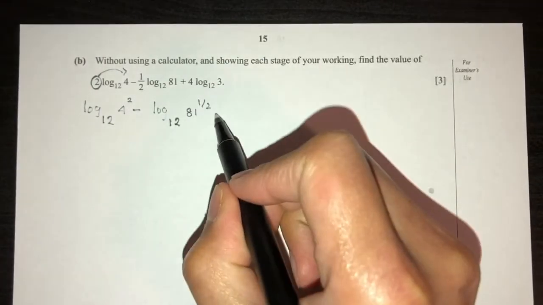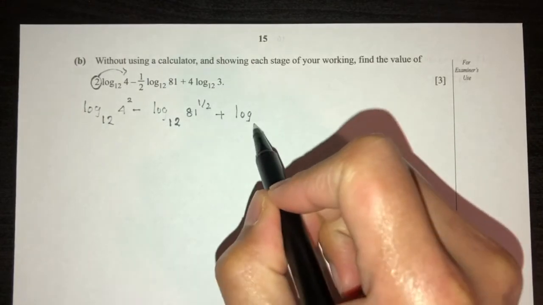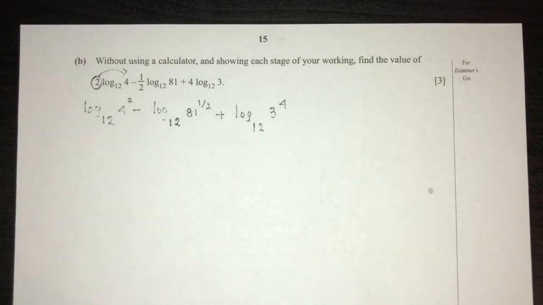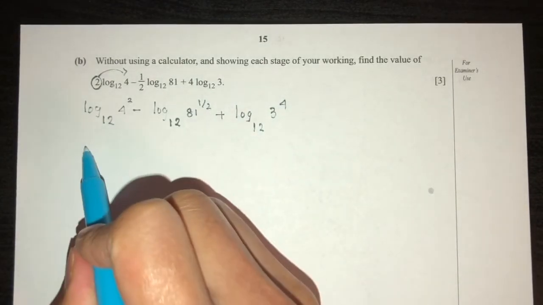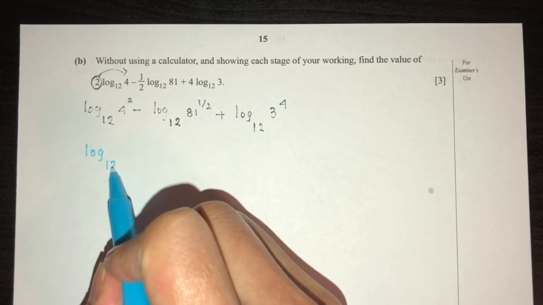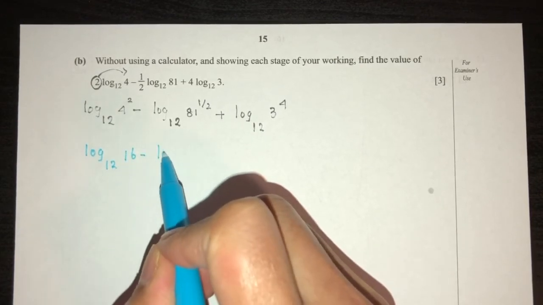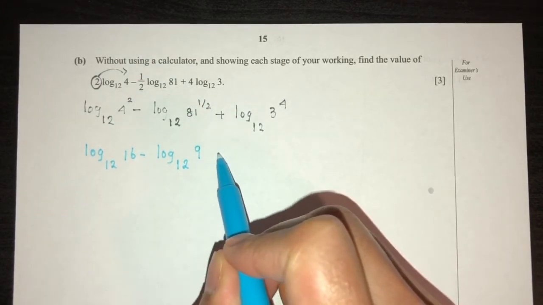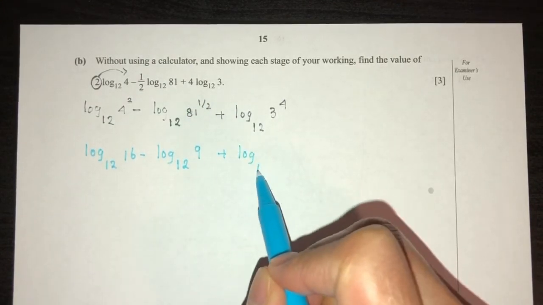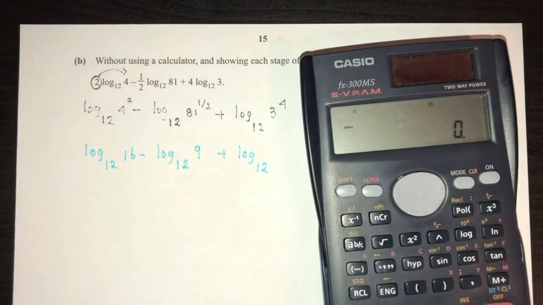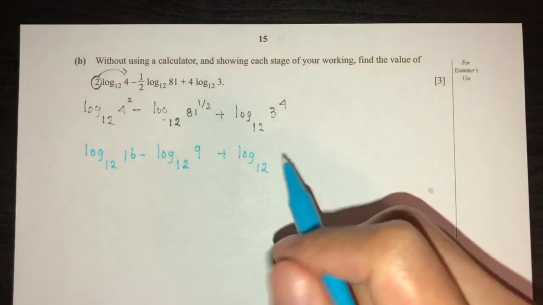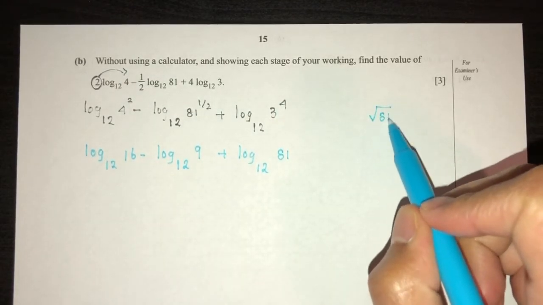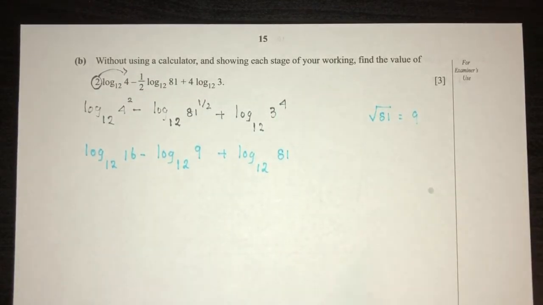And here we have 4, so same steps. You have log base 12 of 3 to the power 4. So now we have to simplify. What is 4 power 2? 4 power 2 will be 16, minus log 12, 81 power half will be 9, plus log 12, and 3 power 4 will be 81. So this power half is basically the square root of 81, that will be 9 for this one.